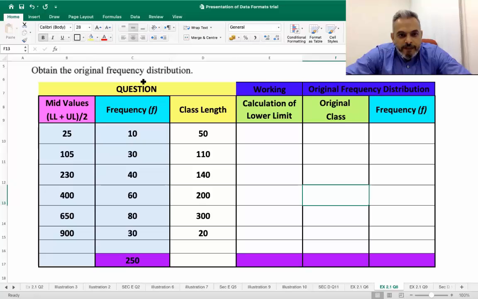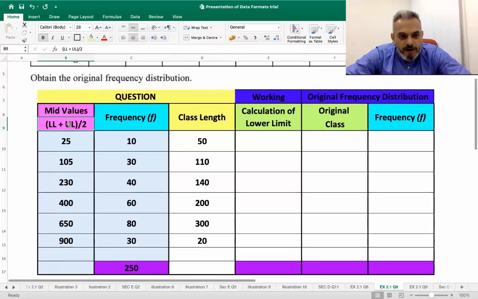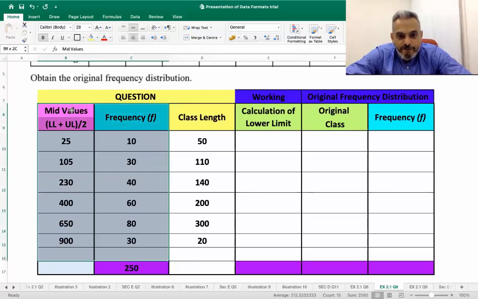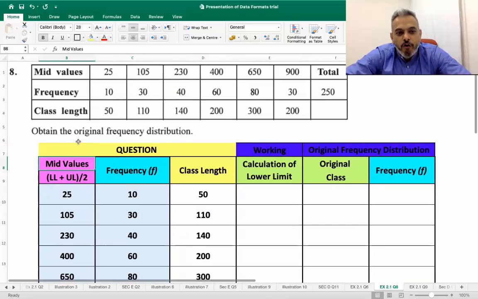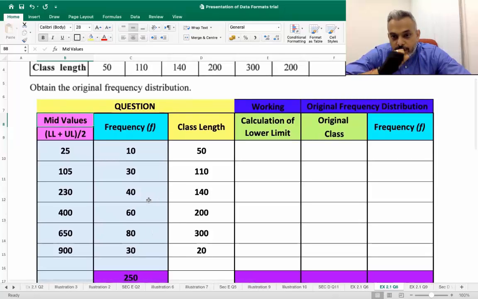Now the question contains the mid value. What is the mid value? Mid value is lower limit plus upper limit divided by 2. So in this question, mid values are given, frequency is given, class length is given. We have to obtain the original frequency distribution. So let's not worry at all.